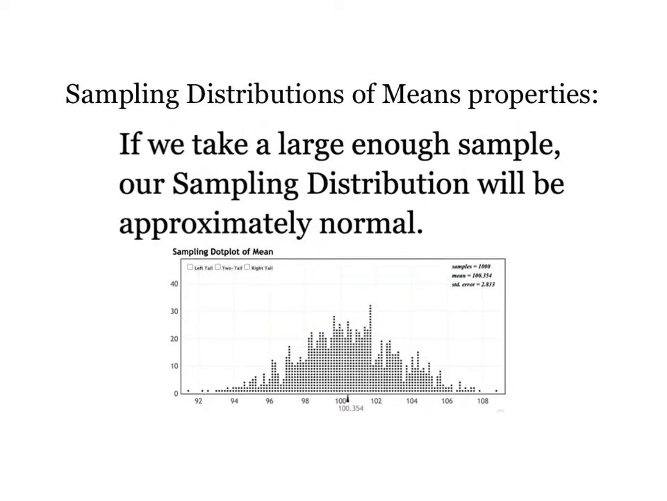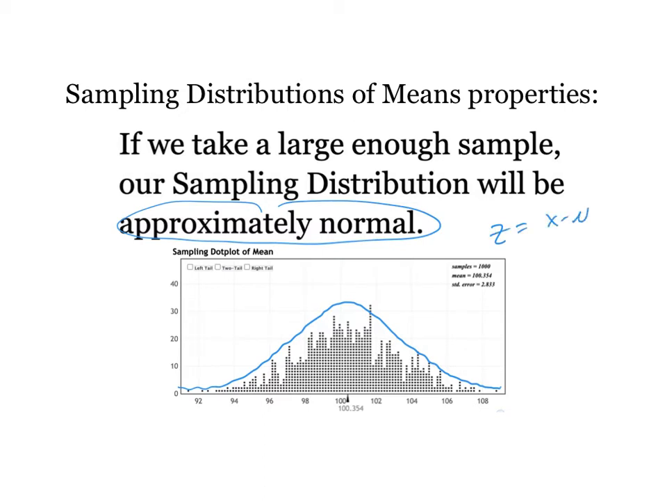Another property of sampling distributions of means is that if you take a large enough sample, our sampling distribution will be approximately normal. I think if you look carefully here, if I drew a little line, the rough shape of this is a bell-shaped curve. Okay, and remember, when you have an approximately normal distribution, that means I can now use a z-score. Okay, and we're going to be using the sample mean as our x. All right, and this number right here is a very good estimate of the population mean.